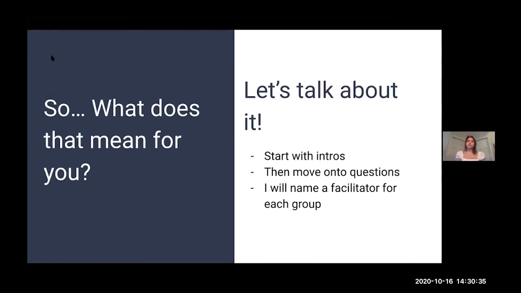So breakout rooms should be really easy. Start with brief intros: Hi, my name is, my pronouns, this is where I'm from. Then you can move on to the questions, and I'll put a facilitator in each group. If you do not want to participate in breakout rooms, that is totally fine. Just don't click join the breakout room when breakout rooms open, and you can just hang out here until we come back for the main discussion. Cool. Does anyone have any questions before we get started?